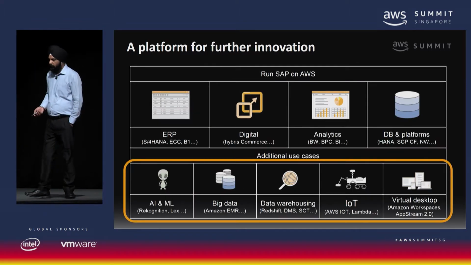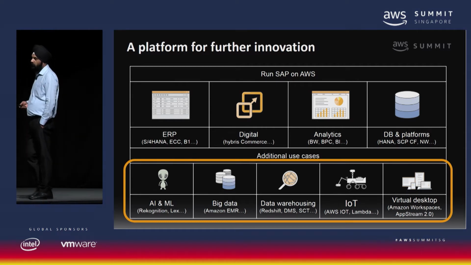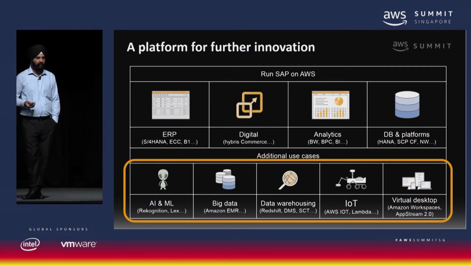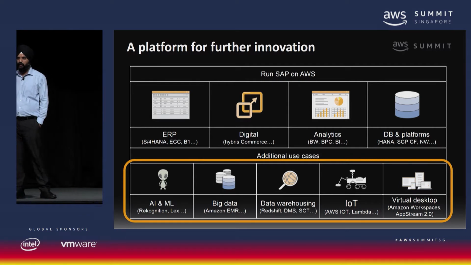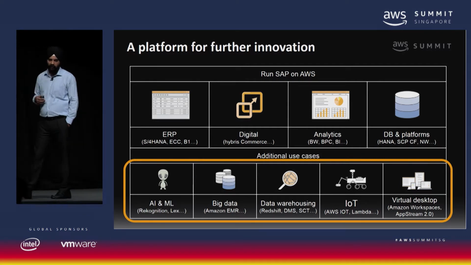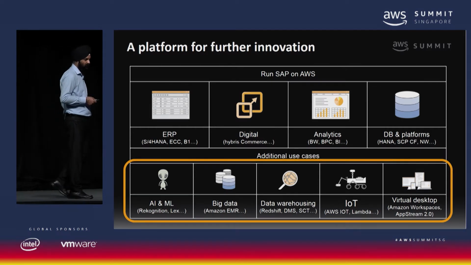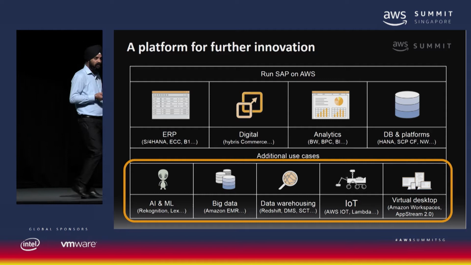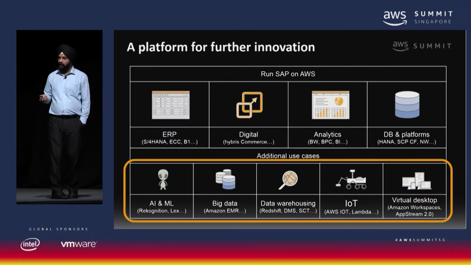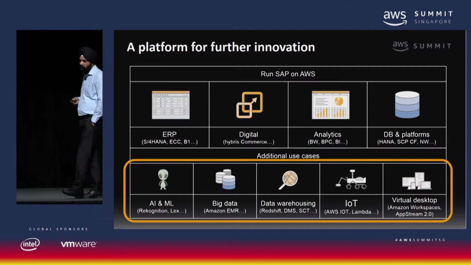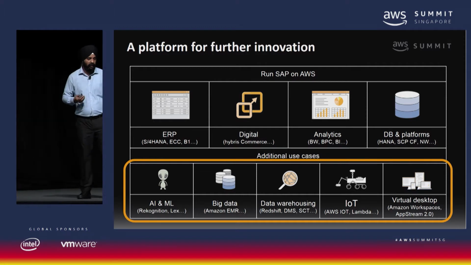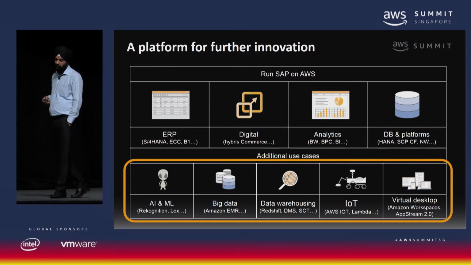So till now, we have been talking about what customers can do with AWS core services, right? So we provide EC2 instances, EBS, our networking capabilities for customers to deploy SAP solutions on AWS. So they can deploy definitely SAP ERP systems, their digital suite of products, analytics components like Business Objects, BOBJ BI, as well as the databases from SAP like HANA, ASE, and so on.